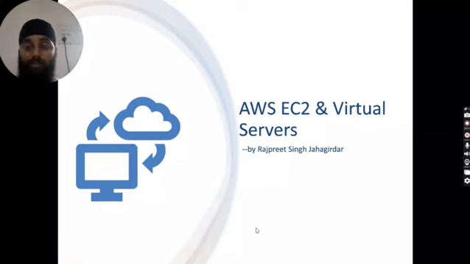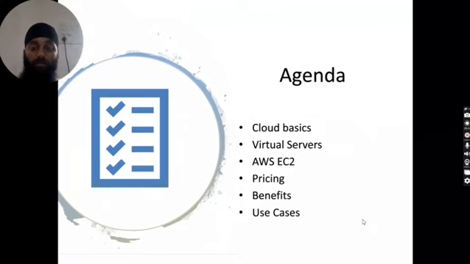Today's topic will be AWS EC2 instance and virtual servers. Going ahead, we will take a deeper dive into what AWS EC2 instance and virtual servers in the cloud are. So what will be today's agenda? Today's agenda will be learning about the cloud basics, what are virtual servers, what is AWS EC2 instance, the pricing models, the benefits of using AWS EC2 instance and its use cases.